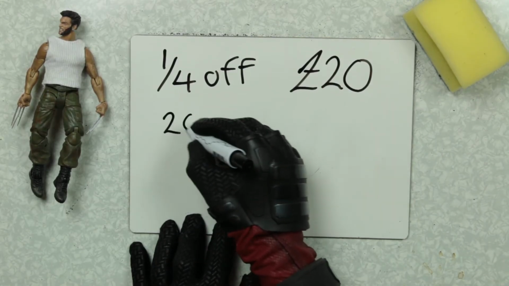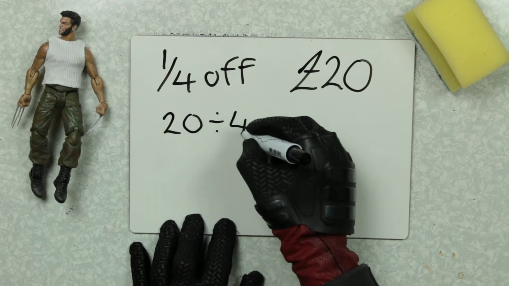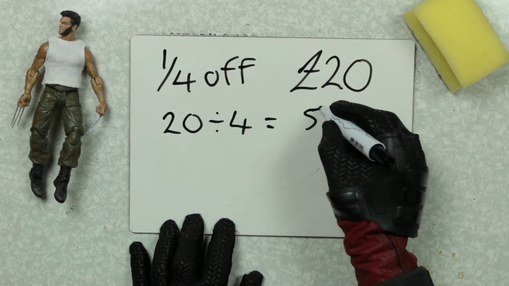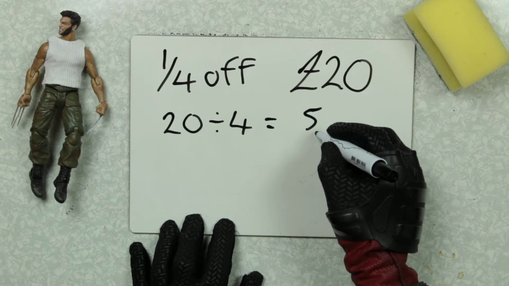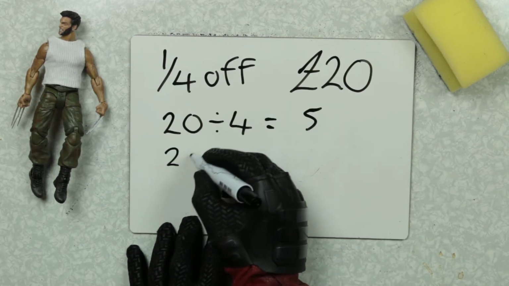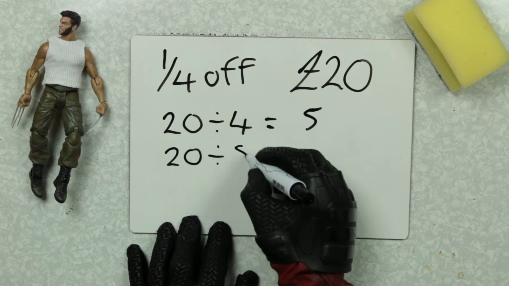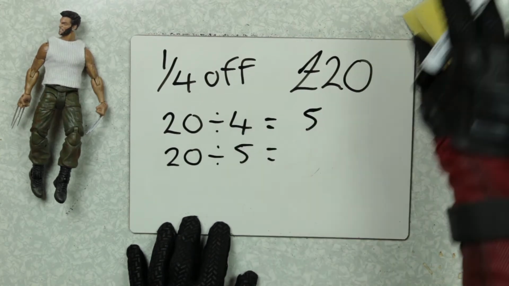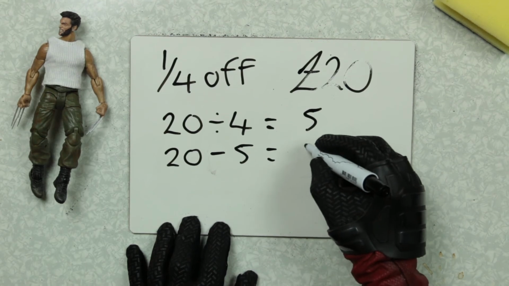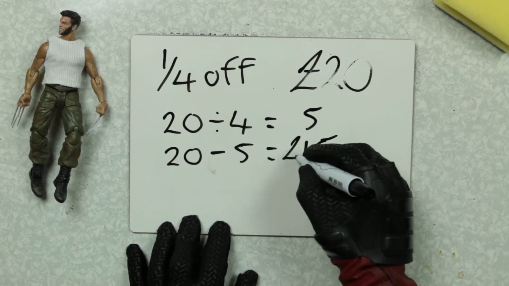We divide the 20 by 4 to give us one part, which is £5. Now, we only have one of those, so we know we've got to take off 5. So now we do the 20 minus the 5, which gives us £15.